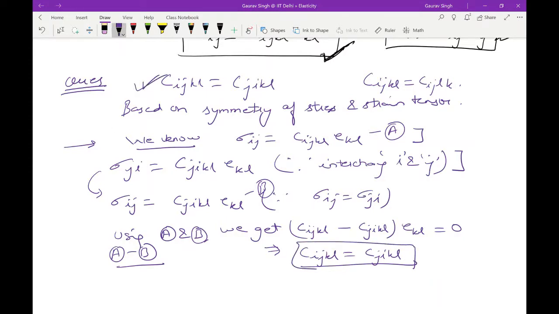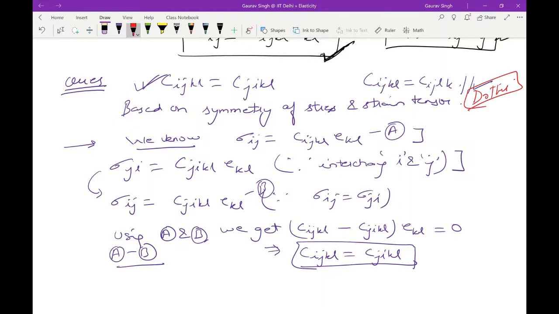Now the way to prove the second one, which you must do, is to begin with Hooke's law again, make suitable transformations like the interchanges, and then use the symmetry of the strain tensor, and then you should be able to prove the second property as well.